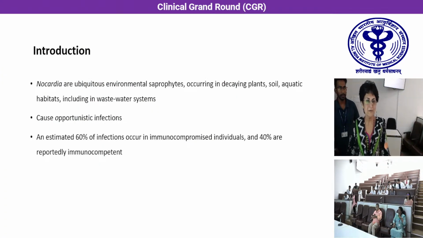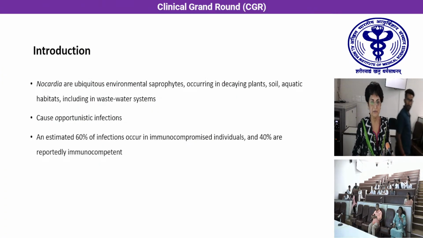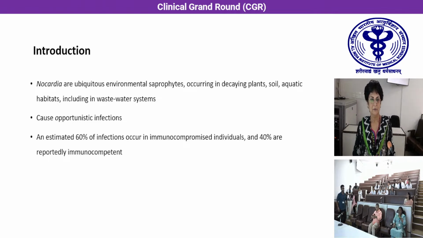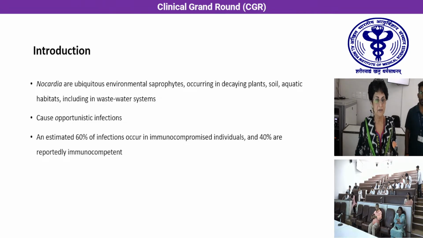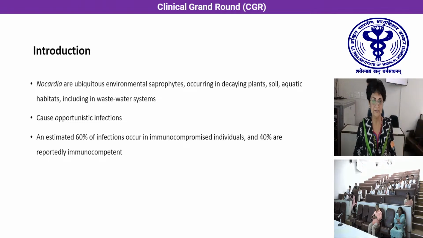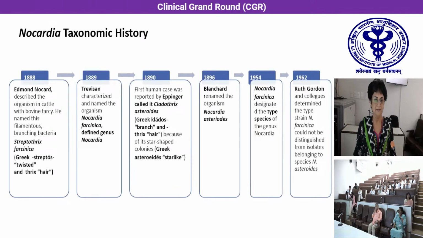Thank you, Dr. Bimal. So I'll be just giving a brief introduction about Nocardia. As you all know, they are ubiquitous environmental saprophytes occurring in decaying plants, soil, and aquatic habitats, including wastewater systems. They cause opportunistic infections, and an estimated 60% of the infections occur in immunocompromised individuals and 40% in immunocompetent.